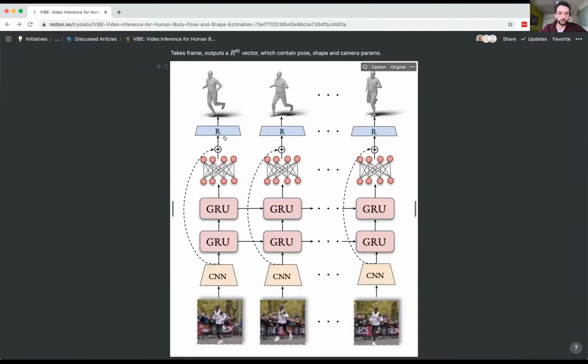And then we have the regressor, which is just two fully connected layers. And then we use a residual vector to be able to remember the original feature vectors. So for the final regressor, we have the features extracted by the CNN and the latent vectors that we found with the temporal encoder. And finally, we have a final regressor that outputs a vector of size 85, which will give us both shape and camera parameters.